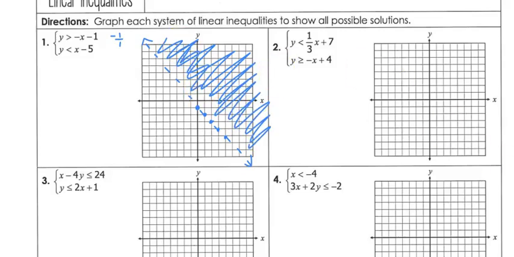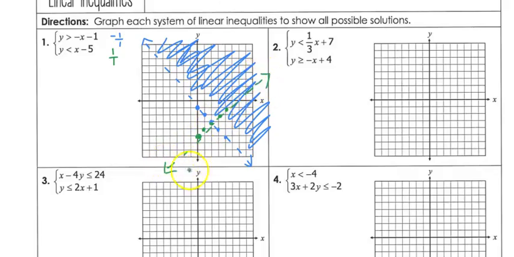Then my second inequality is y is less than x minus 5. So I'm going to go to negative 5, put my y-intercept, and then my slope is going to be 1 over 1. So up 1 over 1, like that. This is also going to be a dotted line.